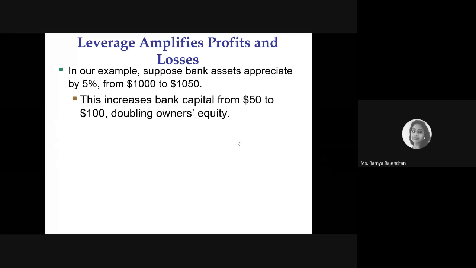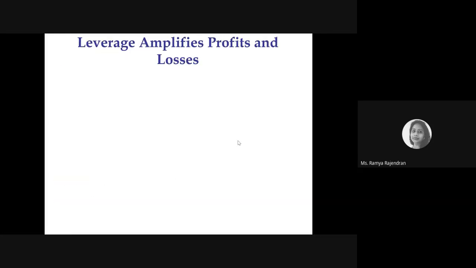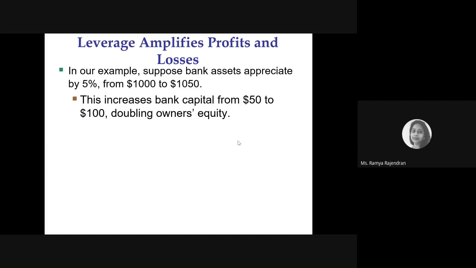Here, if a bank's assets were able to appreciate by 5%, which means I've invested in the stock market. Okay, and then the bank has invested in securities, and with that my assets appreciated by 5%. So my assets become $1,050. Which means my bank capital goes from $50 to $100, because the bank earned money by investing in the stock market.